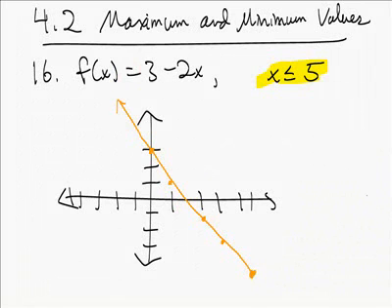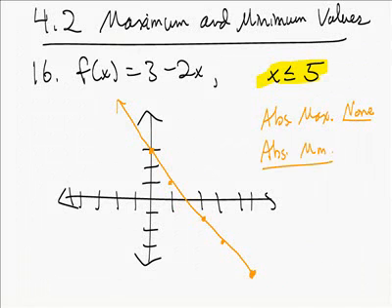Well, what is the absolute max value? Is there a biggest point? No, there's none, because we can keep going to the left as far as we want, and our line keeps going up, our function value keeps getting bigger. So no absolute max. How about an absolute min? Sure, we have an absolute min. It's at the point right here.